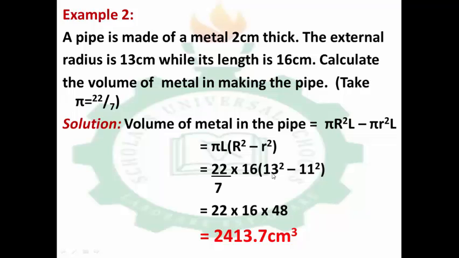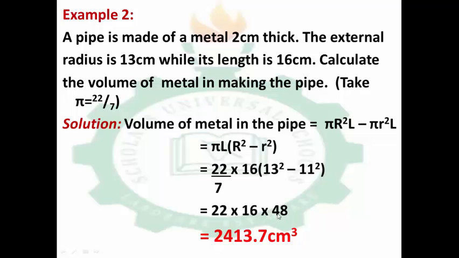The radius for the external dimension is 13 centimeters. And for the inner dimension, we are told 2 centimeters thick, so we are going to minus that 2 centimeters. This is a pipe. It's not a box this time around. So exactly that 2 centimeters from 13 gives you 11 square. So we are going to have 22 times 16 times 48. And when you do this, you will have 2,413.7 centimeter cube.